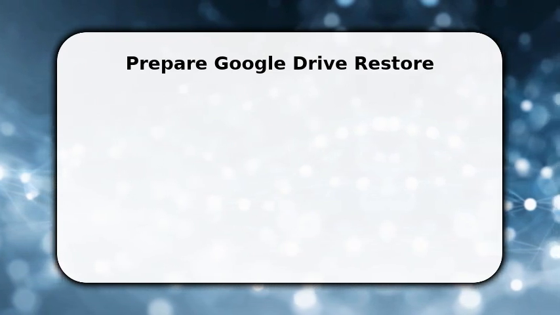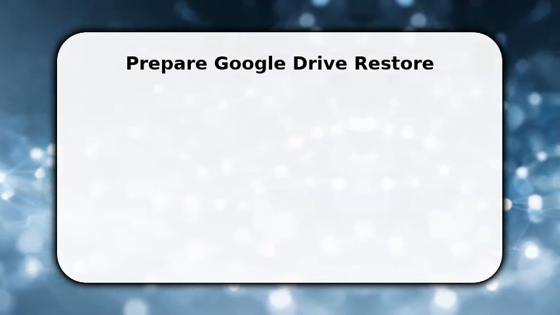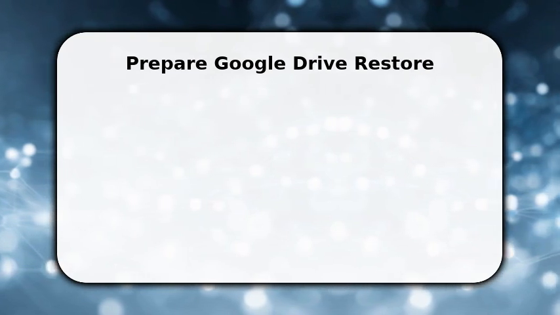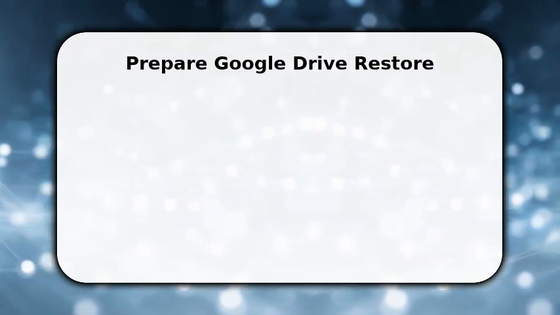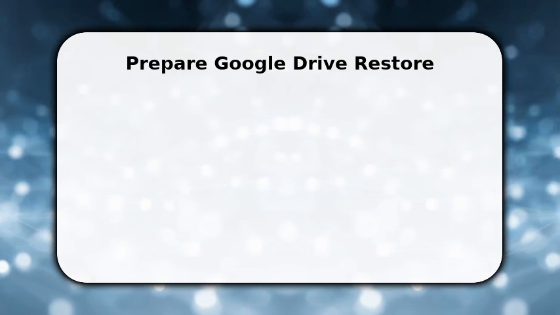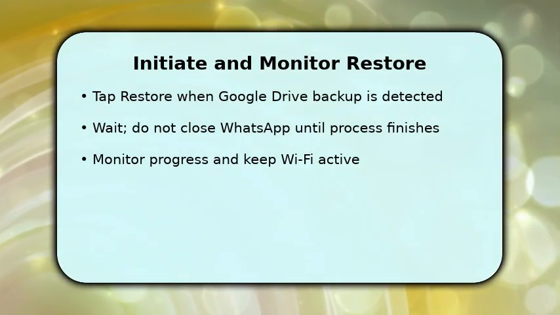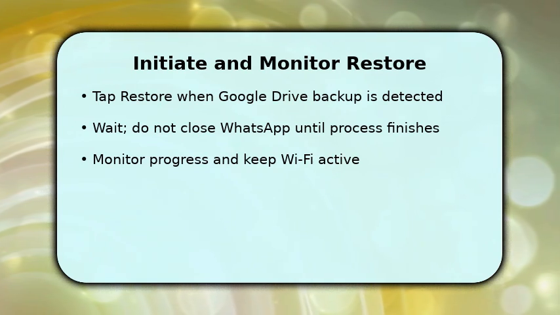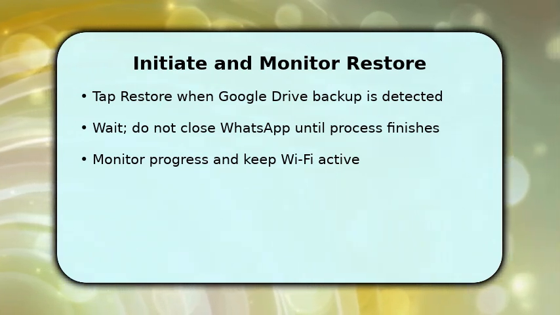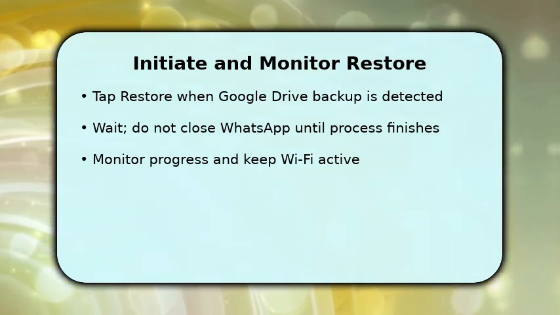When prompted, grant storage and contacts permissions so the app can detect the backup. This immediate action gets you into the restore flow without detours. After permissions are set, WhatsApp searches Google Drive and shows a backup size and timestamp. Tap Restore to start transferring messages and media.